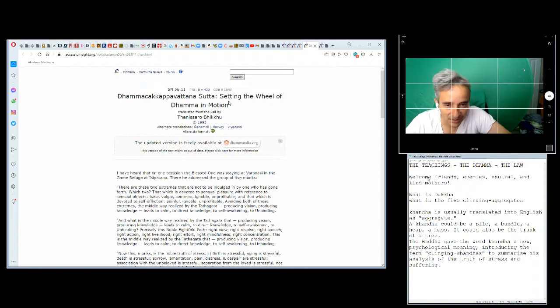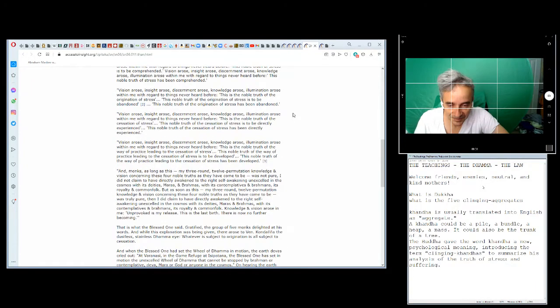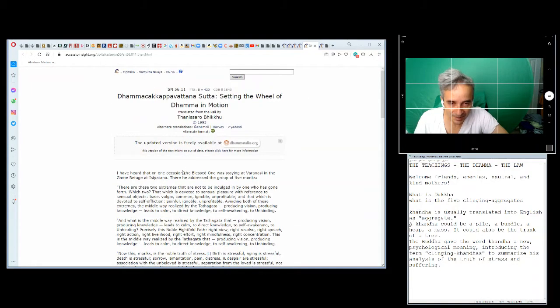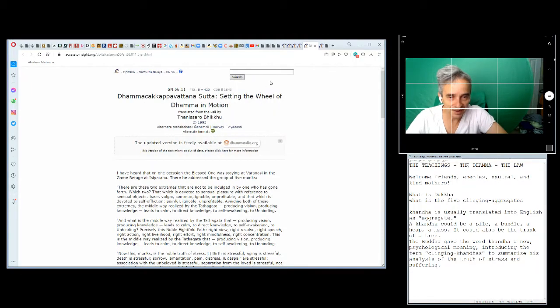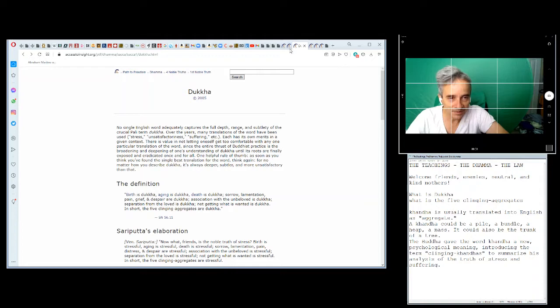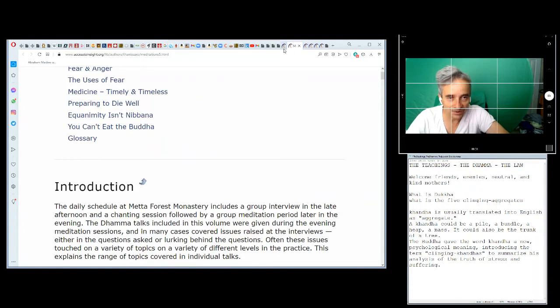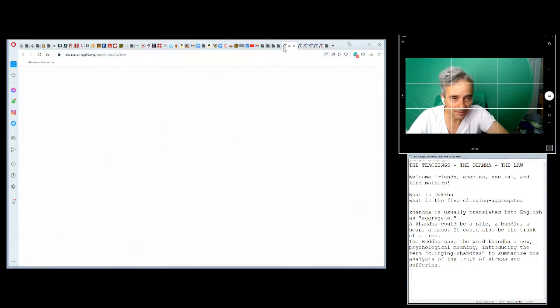What is this one? Meditation 5. Maybe I have to dukkha. Okay, how do we get to the 4 Noble Truths? The 5 aggregates. Maybe it's under here. No.